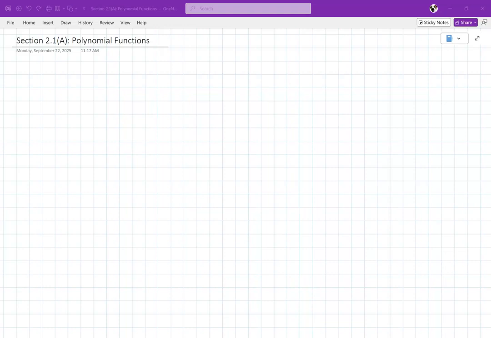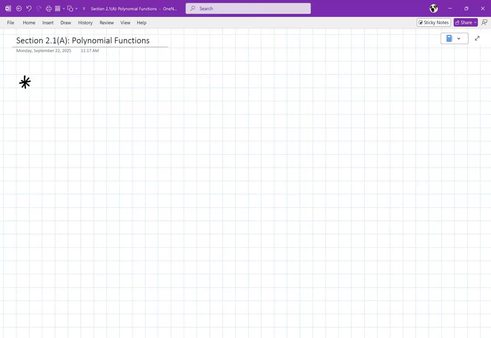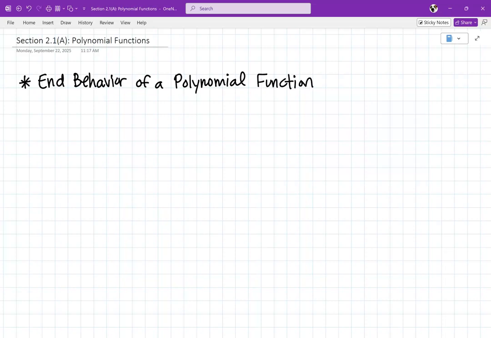Okay. Now, the thing we're going to focus on is called end behaviors. Okay. End behaviors. So the end behavior of a polynomial function.